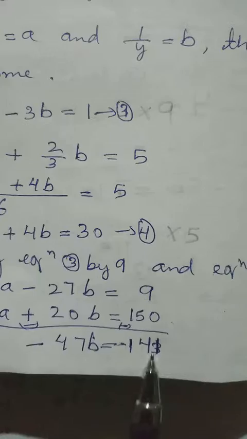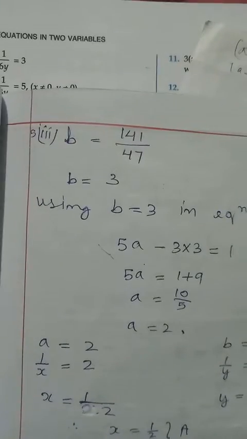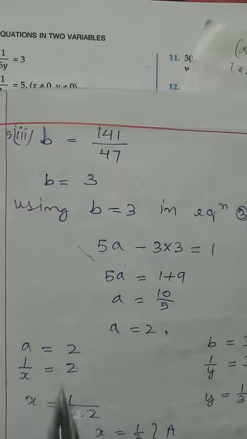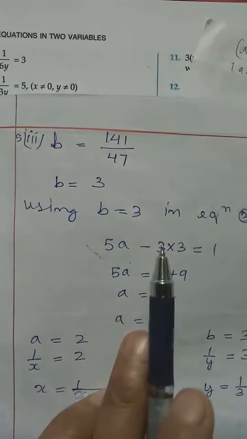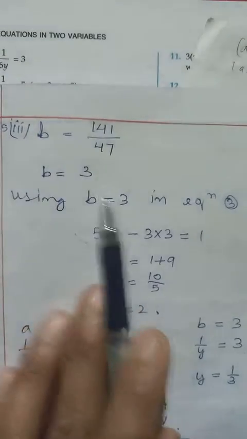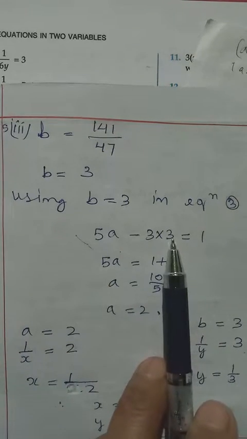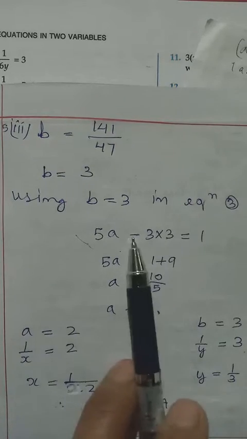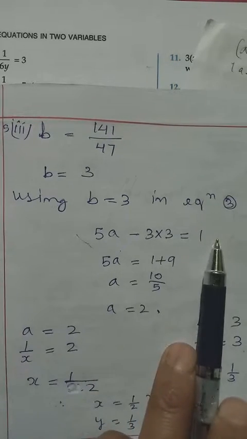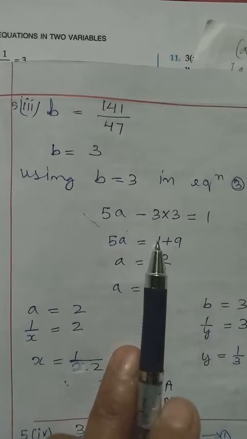So b will be equal to 141 divided by 47. If we divide, we get it equal to 3. And then we want to get a. So we can replace b equal 3 in equation 3. Everywhere remains same, only in place of b, we put 3. 3 into 3, 9. This is minus. Take that side, become plus. So we have 9 plus 1, 10.